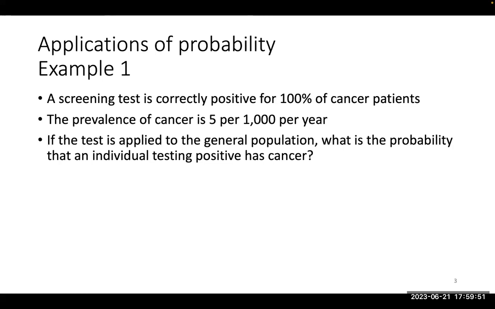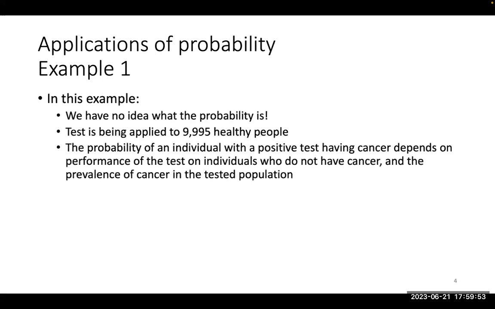So the answer is that you don't really know. You just don't know what that probability is. Because if you're employing a test with a prevalence of 0.5%, you have 9,995 healthy people. So you don't know what it does with these healthy people. That's the problem.